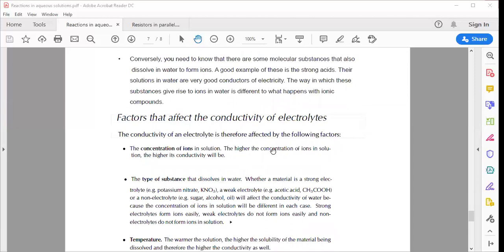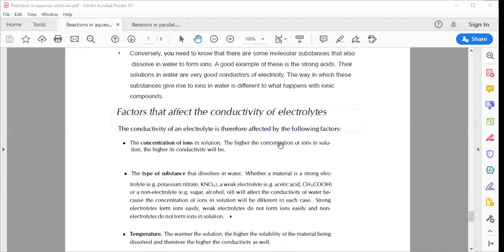The higher the concentration of ions in solution, the higher its conductivity. So if the concentration is lower, then the conductivity also becomes less. So concentration of ions, the higher the concentration, the higher the conductivity. Why? Because if the concentration is high, it means you've got many ions in solution. If your concentration is lower, then it means you've got a fewer number of ions present in that solution or per given volume of water. So that will affect your conductivity.